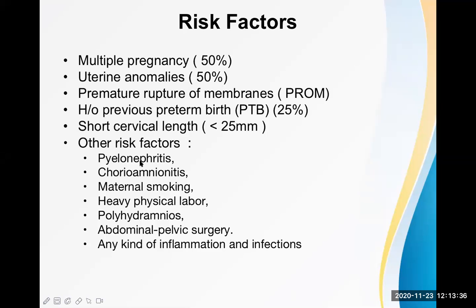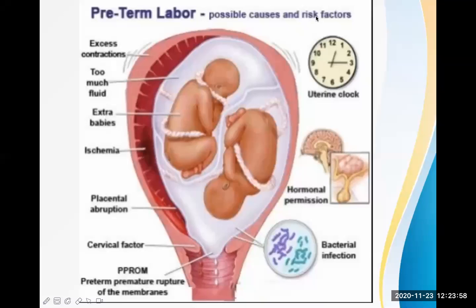Other risk factors include pyelonephritis, infection in the kidney of the mother, chorioamnionitis, infection of the amniotic and chorion membrane, maternal smoking, heavy physical labor during the third trimester, polyhydramnios, abdominal or pelvic surgery, and any kind of inflammation and infection which occurs in the uterus. All of these are risk factors for preterm labor. We're talking about the different risk factors and etiology of preterm labor.